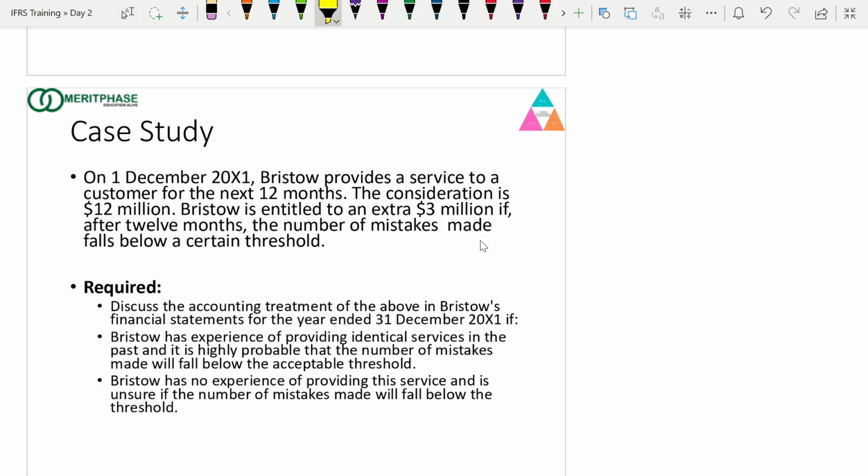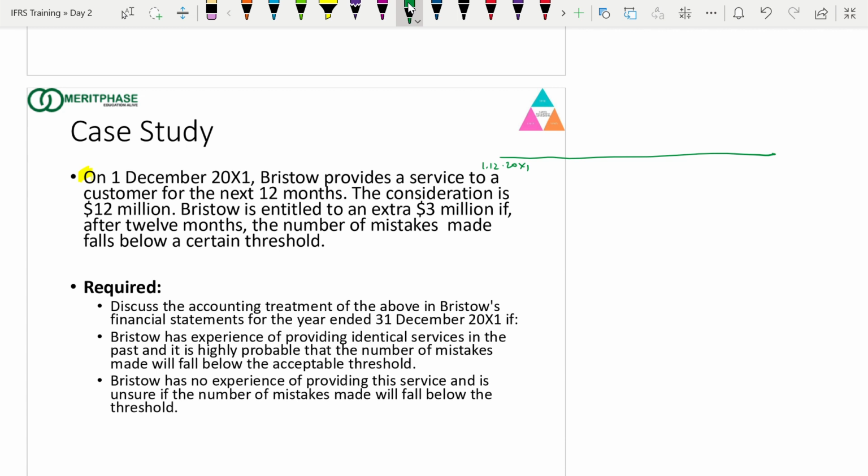On 1st December 2001, they say that they are going to provide the service for the next 12 months.